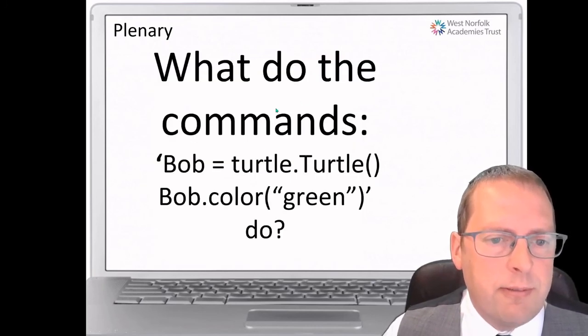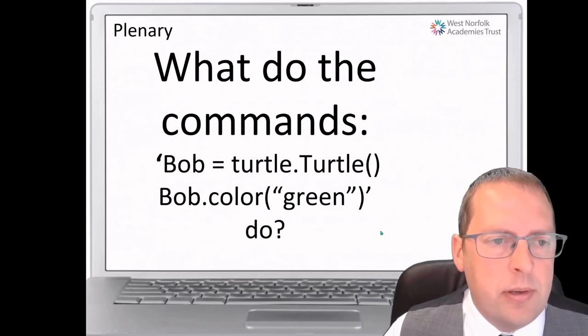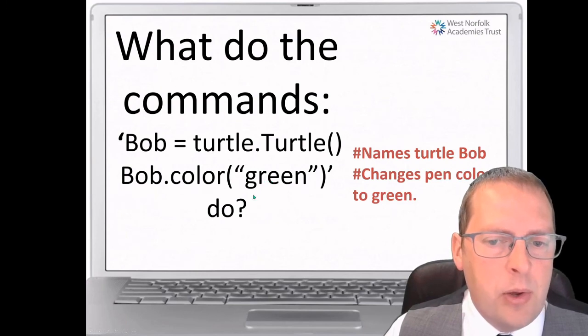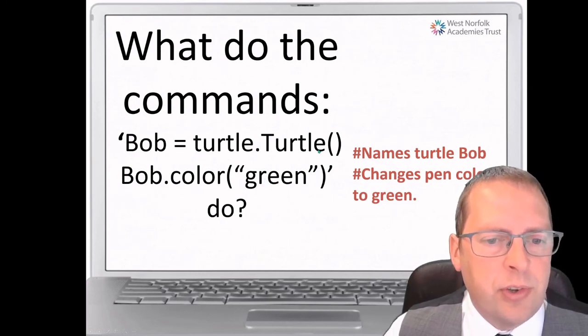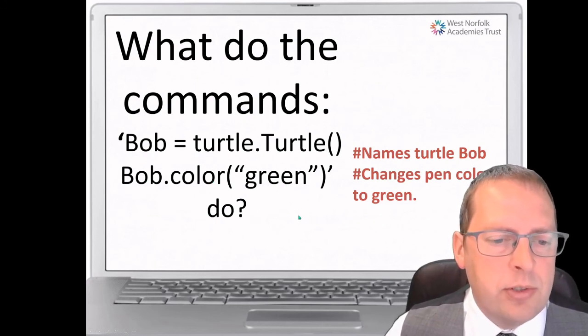And what do the following commands do? Bob equals turtle.Turtle(). Bob.color("green"). So what does that bit of code do? You can answer that one. And we know that Bob equals turtle.Turtle() names the turtle, and Bob.color with the green changes the pen color to green.